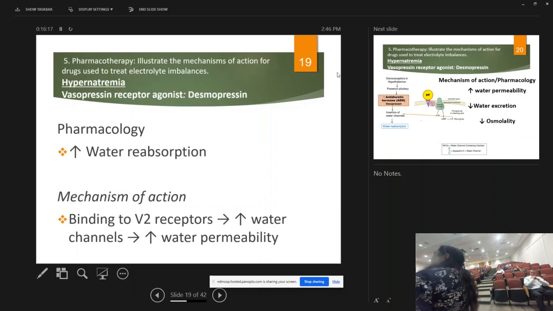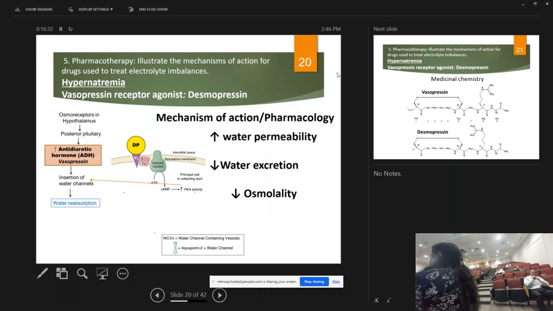So here, using this drug, it's going to increase the water absorption. So this particular drug actually binds to certain V2 receptors, and that's how it'll increase the channel in the membrane and increase the permeability. So this is how it will work. So this is the cell, and this is your desmopressin drug. It's an agonist, so it will bind to a V2 receptor on the cell, and through the adenylyl cyclase, increase the PKA activity, which helps in the insertion of the water channel.